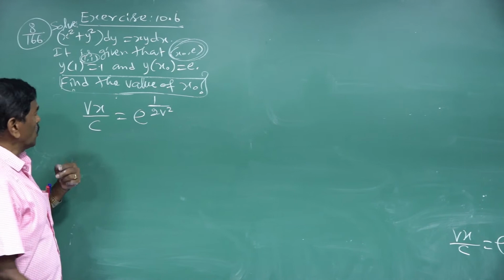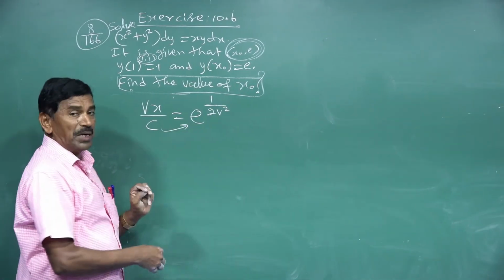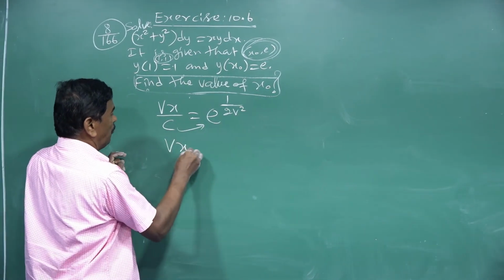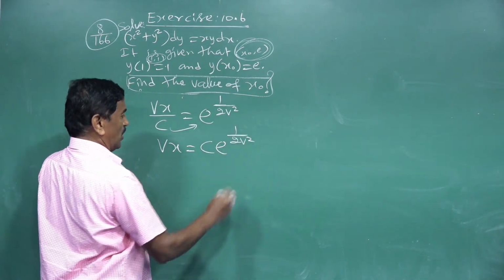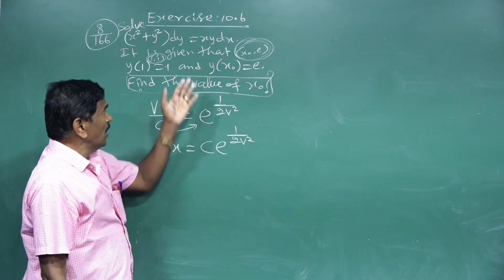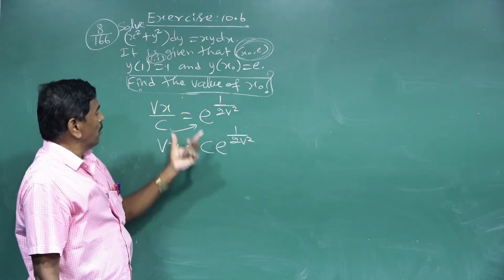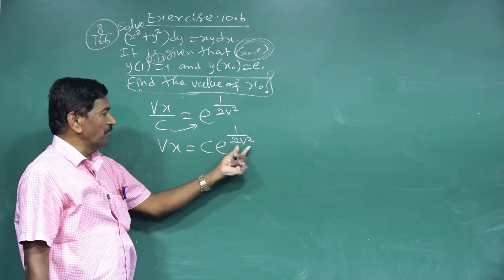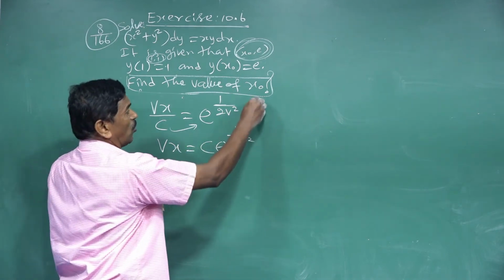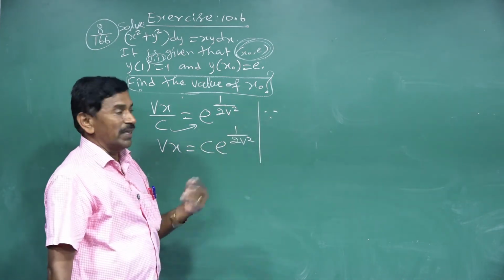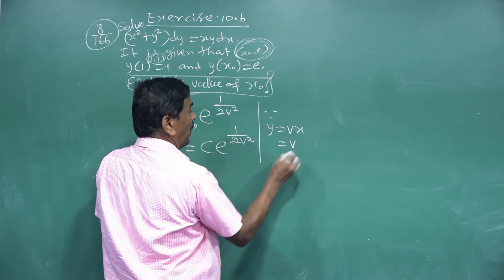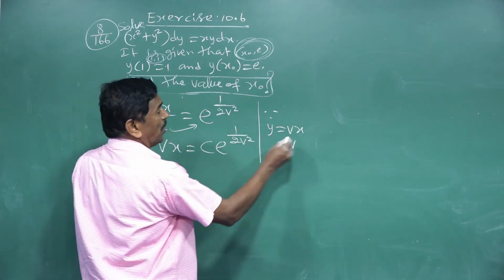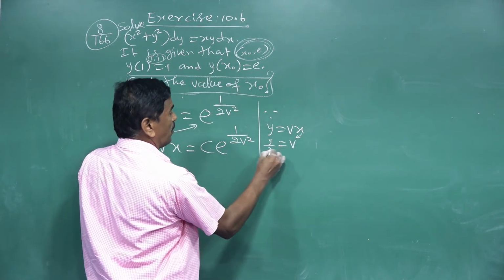Okay. Now it is very simple. C goes to the right, becomes multiply. Yes. Vx is equal to c into e power 1 by 2v square. Okay. Now the given question is in variables x and y, but here v and v square are available, so they should be eliminated. How to eliminate? Yes. Initially we substituted y is equal to vx. Make v equal to something. That is x comes to the left side. That is y by x.